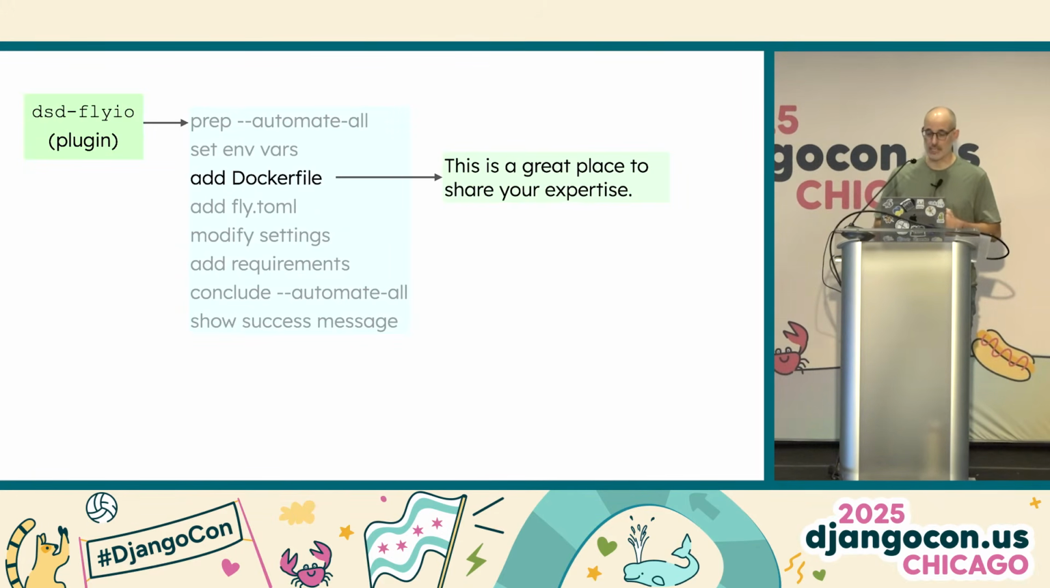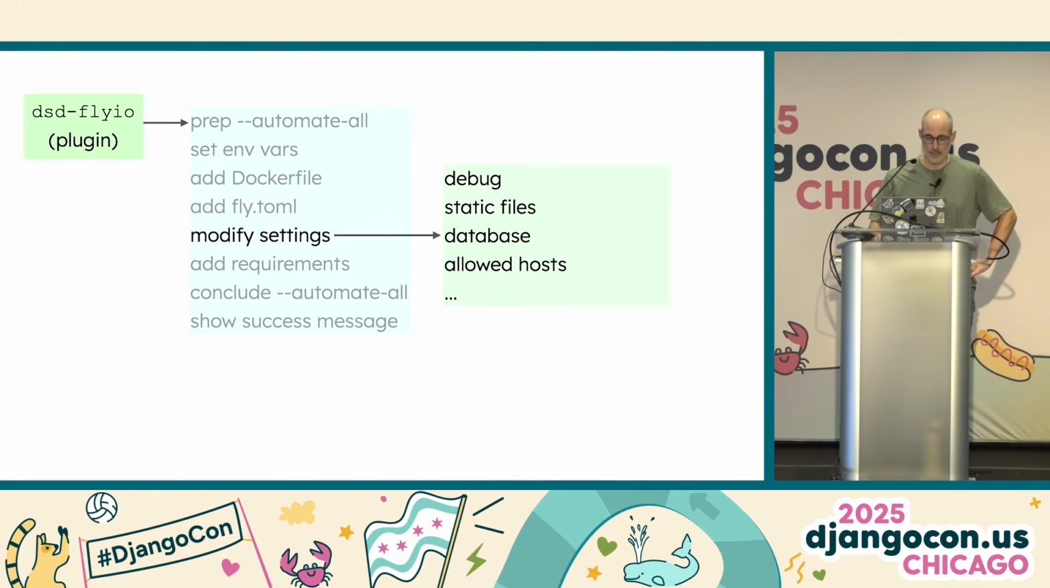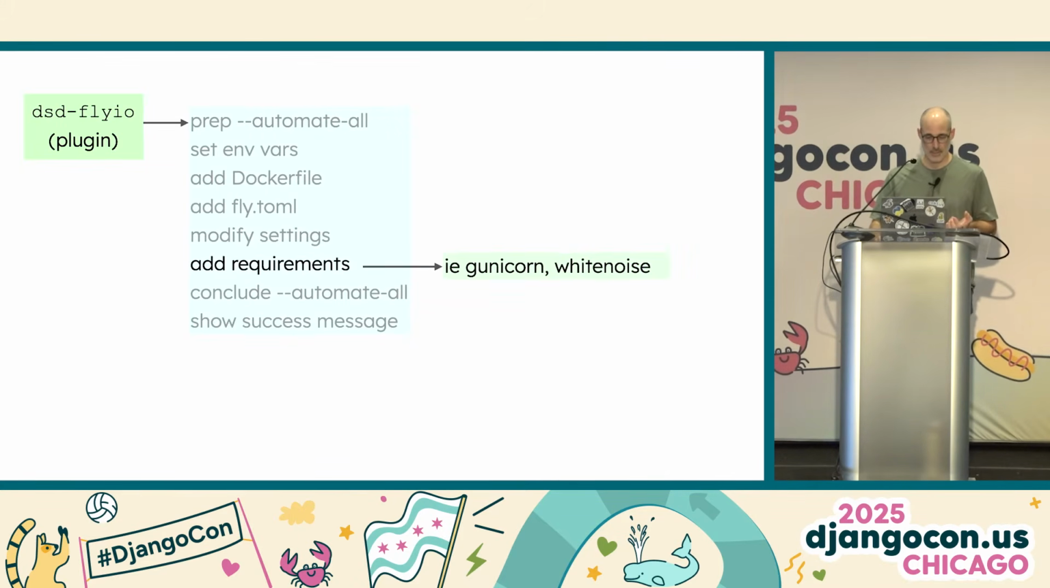This is a great place to share your expertise. You could audit the DSD Fly.io Docker file template and suggest changes that improve how Django works in production. Fly.toml is a Fly-specific configuration file. We modify a number of settings for production, debug, static files, database. Most production deployments require a few dependencies that aren't always included in development environments like Gunicorn or WhiteNoise.